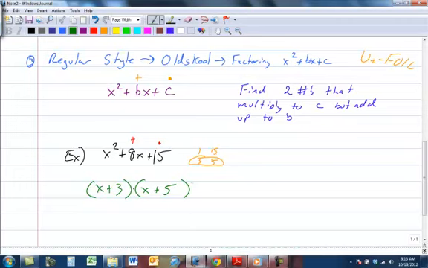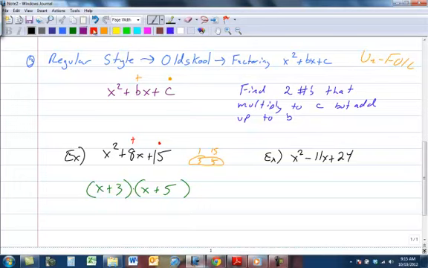How could you check your answer? Well, FOIL it out. You should come back to x squared plus 8x plus 15. Let's do another example. How about x squared minus 11x plus 24?